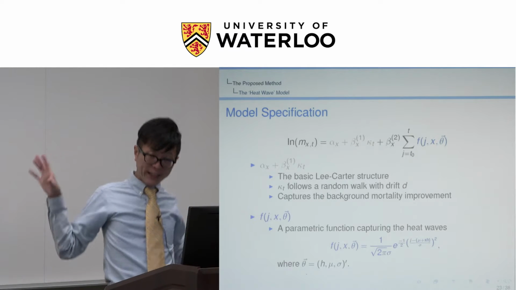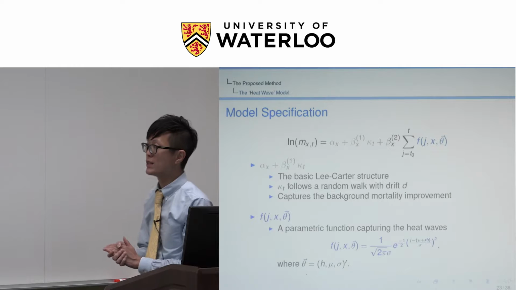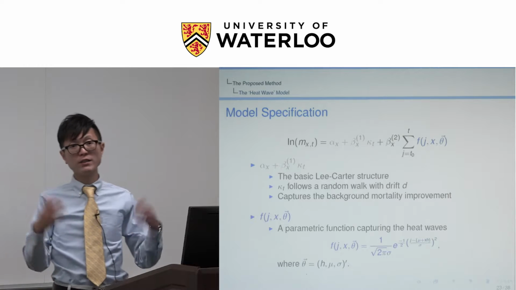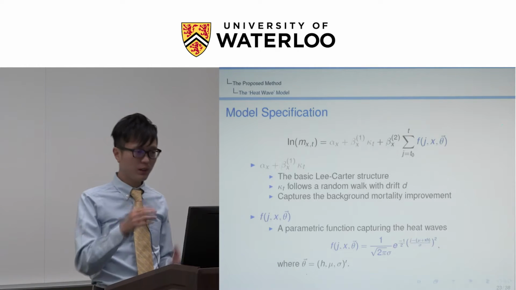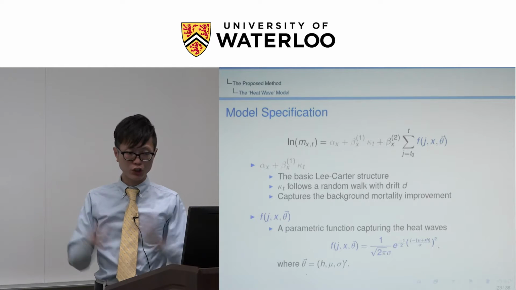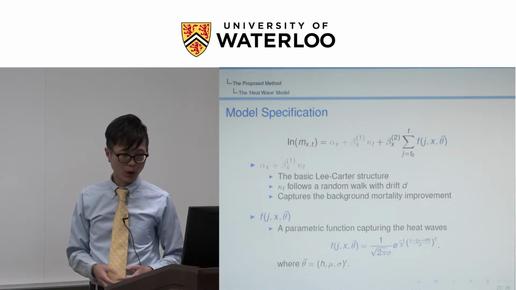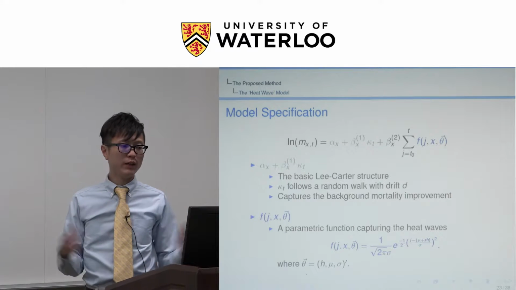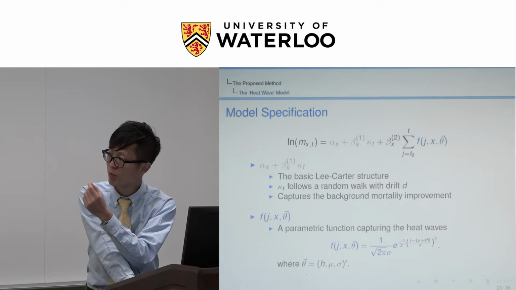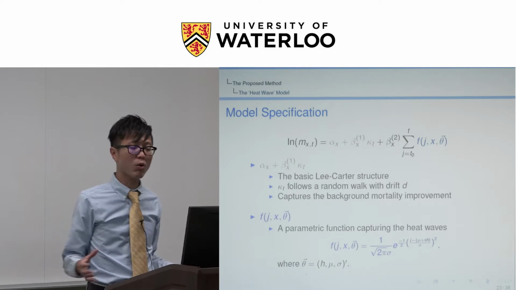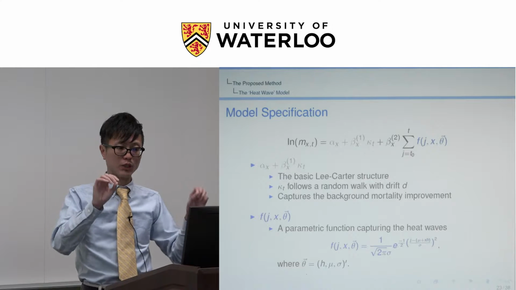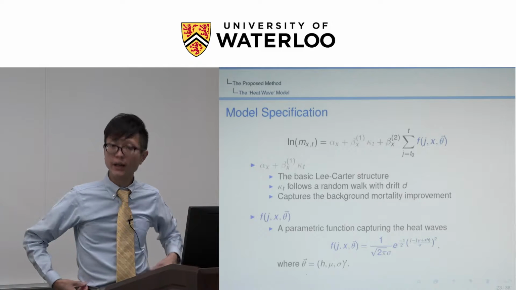Okay, with these ideas in mind, the model is constructed parametrically like this. On the left-hand side, as in the Lee-Carter, we have the log central death rate at age x and time t. And on the right-hand side, we have two key components which are color-coded. The brown component is just the basic Lee-Carter structure. We assume that the time-varying parameter kappa t follows a random walk with drift d, as in the original Lee-Carter. This component captures the background mortality improvements.